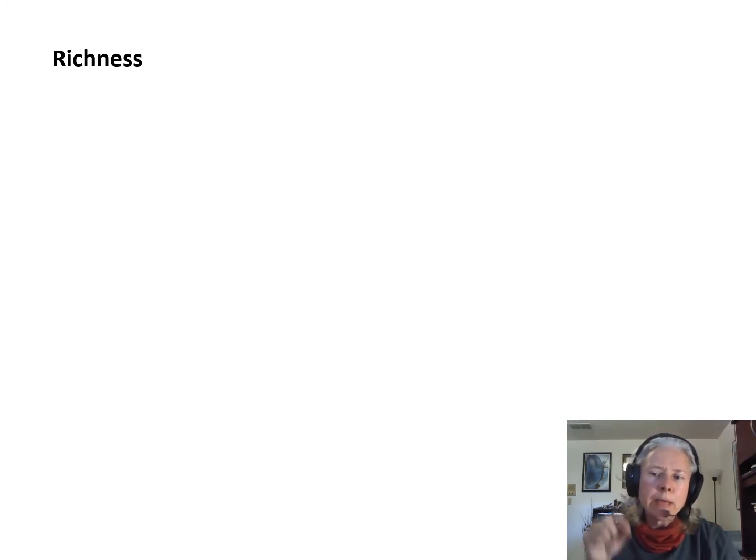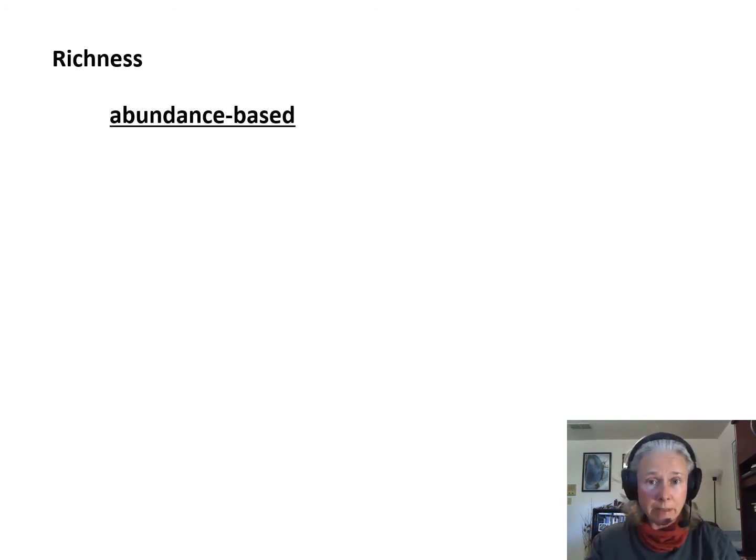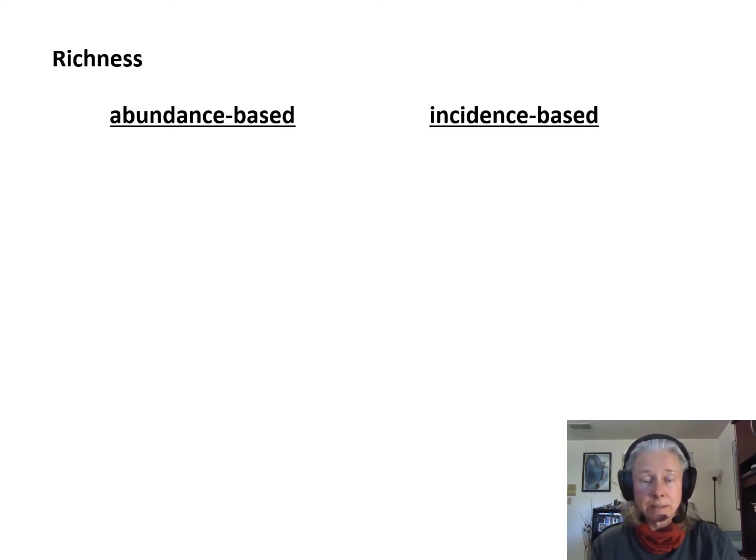We can do that if we have counts of the number of individuals of a species at a single site. Those are called abundance-based methods because you're using abundance data. Or you can use the frequency of species occurrences across many sites. These are more commonly known as incidence-based methods. Last time I discussed how some community patterns were based on occurrence, whereas others were based on abundance. Richness is the same thing. There are occurrence-based measures, called incidence-based measures, and abundance-based measures.